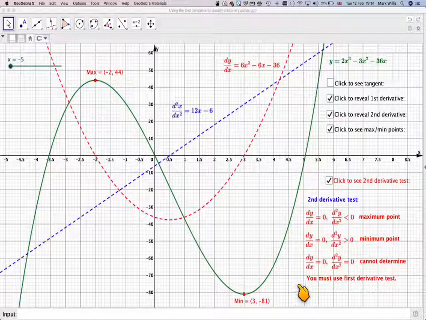Like I said, this GeoGebra applet I will put in the notes of this video. I hope you've understood. So this has been a video about how to use the second derivative to classify turning points. I hope you've understood, and I thank you very much for watching.